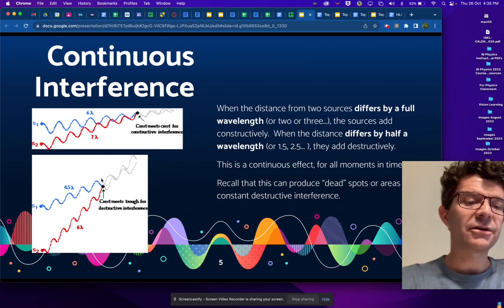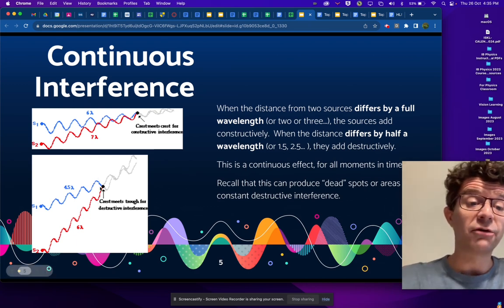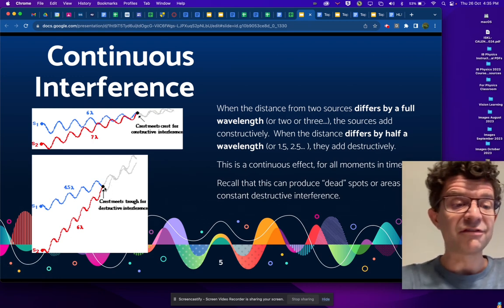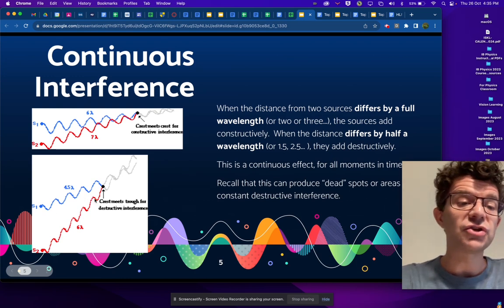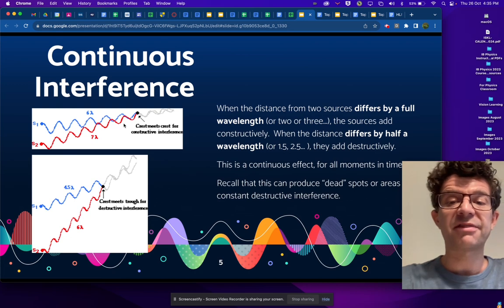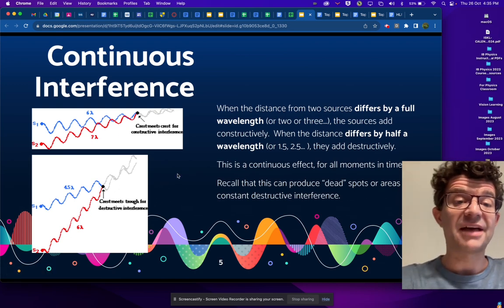Half a period later, the amplitudes will be a maximum for source 1 and a minimum for source 2. They'll still cancel out, producing a dead spot here where there is no wave, even though the two sources are sending waves to that location. So we have constructive interference when there's a whole number path length difference, destructive interference when there's a half path difference.